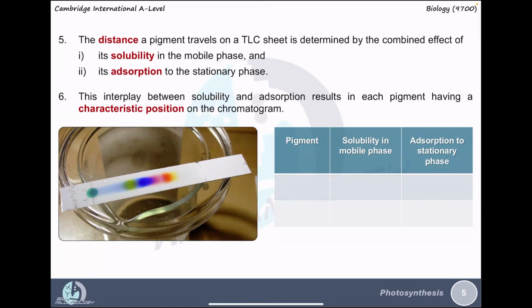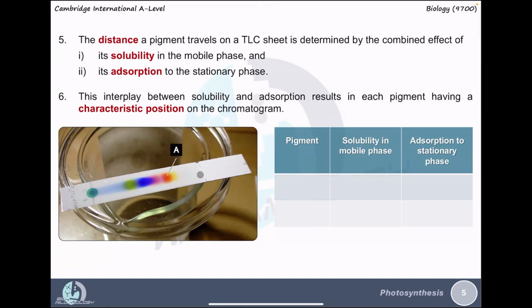And this is the solvent front. So basically, when the solvent travels up to this level, the pigments that dissolve in the solvent will move together. Based on the solubility and the adsorption of the pigments, they can be separated.